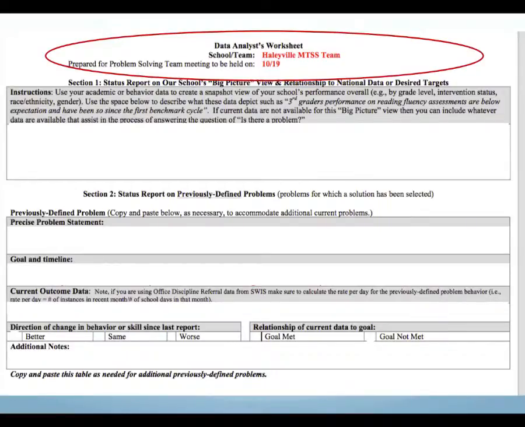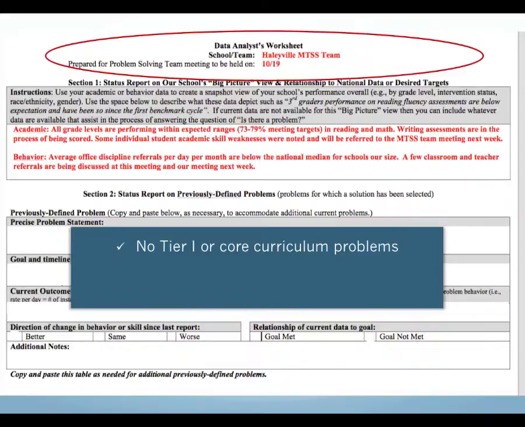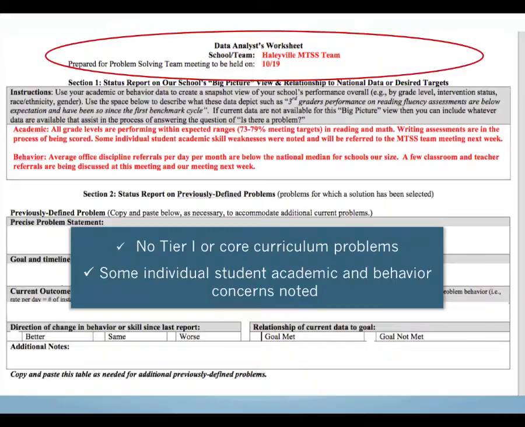So Hallie View might capture this image by showing that at the school level, all grades are performing within expectation. However, there potentially are some individual students who are having academic and behavior concerns that need to be addressed during their problem-solving model. So is there a problem? There is not a problem at the core curriculum level. However, when we look at individual students, there are individual students who need some problem solving.